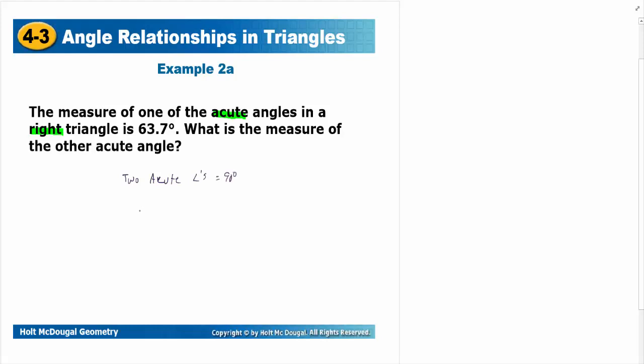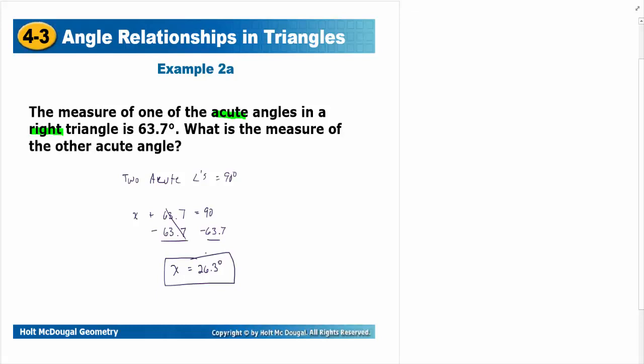I'm going to call one of them x and the other 63.7. I know they add up to 90 degrees. Those are the two acute angles. So here, just subtract 63.7 from both sides. I know 90 minus 60 is 30. 30, that's 29, 28, 27, and then 26.3 degrees.